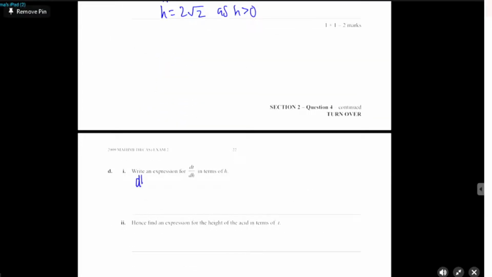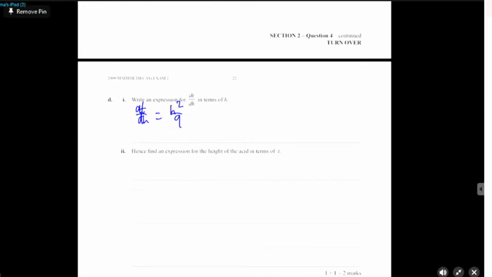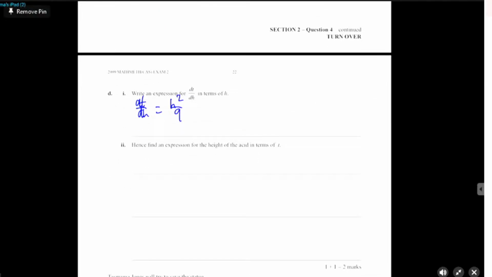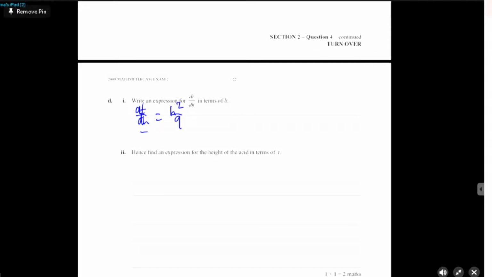So dt on dh is just going to be h squared on 9 because it's flipped. And then hence find an expression. Now, because we flipped the operator, we can actually integrate in terms of h now. So what we're just going to do is you do this. And then this becomes h cubed over 27 plus c.